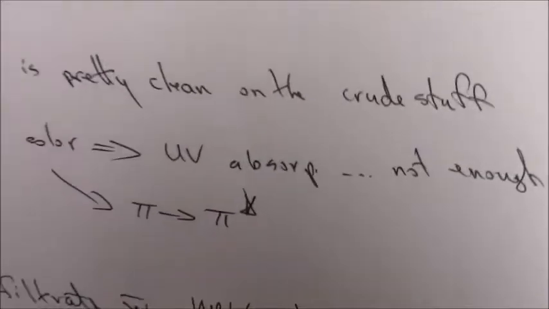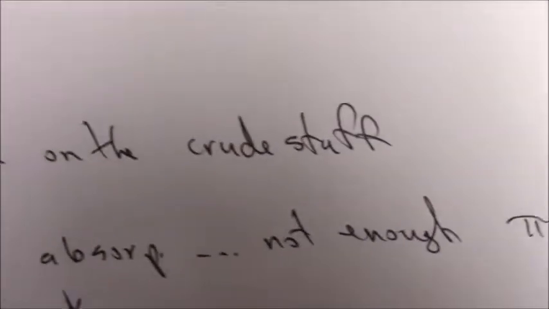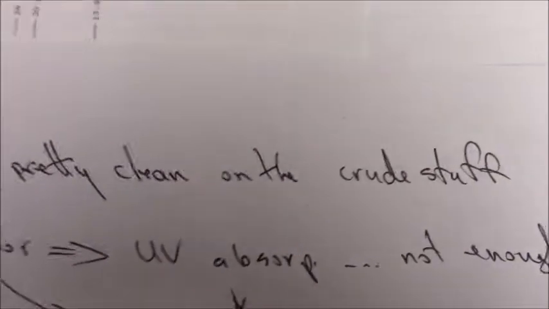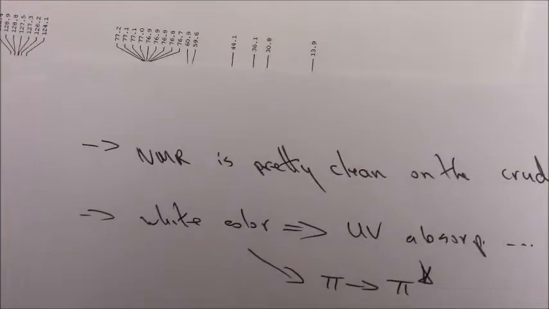At this point, I mean, you guys should pretty much know how this works. The NMR was pretty clean on the crude stuff. If I could have separated the ethanol peak, I could have made a slight correction. So my yield had a little bit of ethanol in there. I could definitely comment on that.